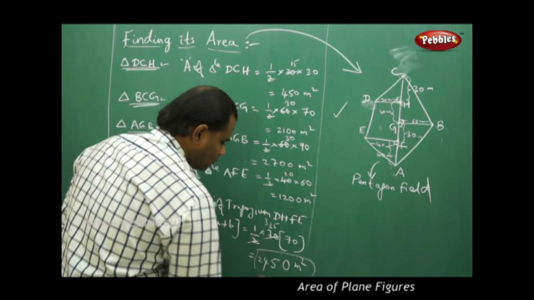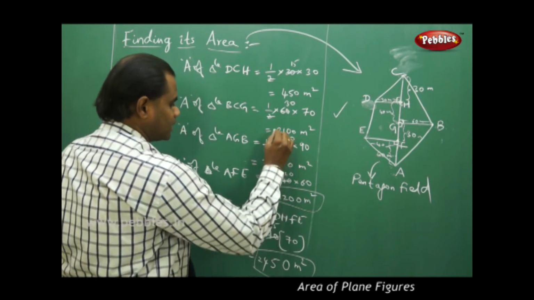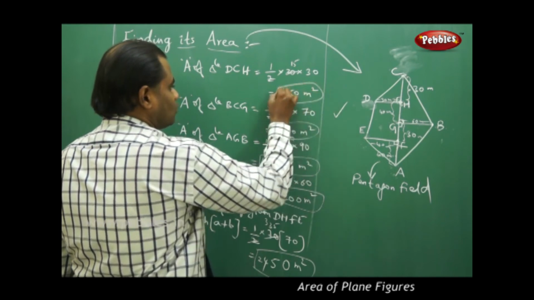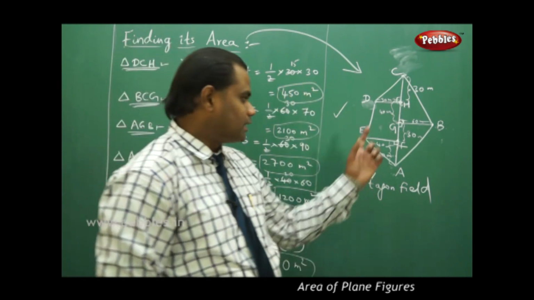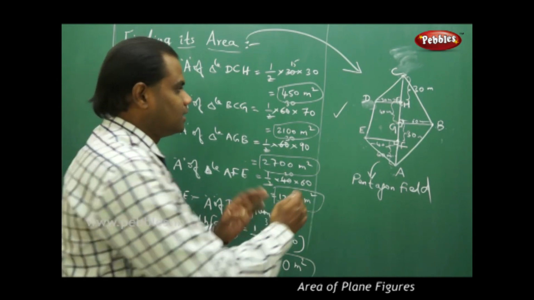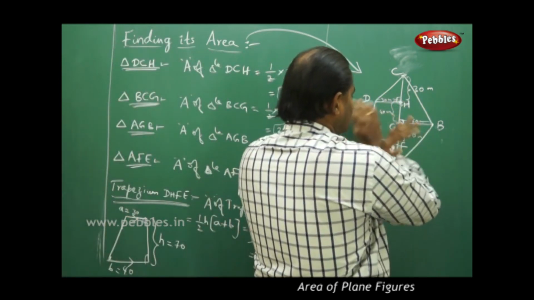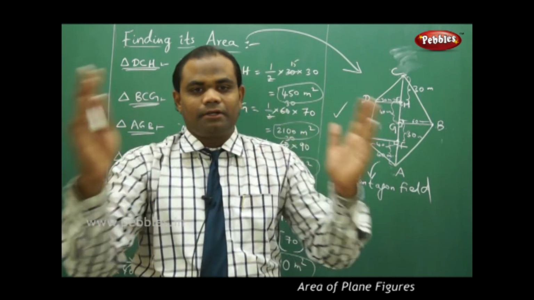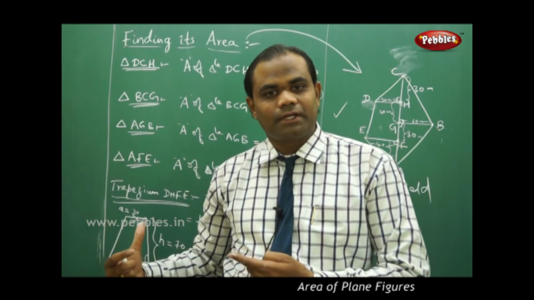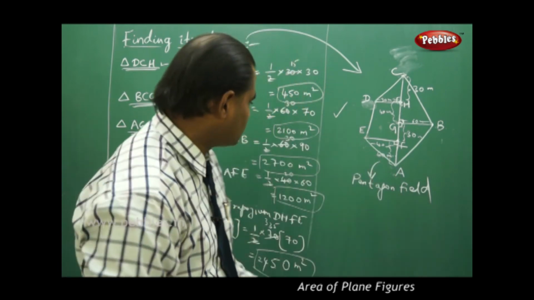Then the areas of the four triangles are obtained to be this. Now when I want to find the area of the entire field, I'm going to add each of them, so that I get the area of each block, which when combined gives me the area of the entire field, which is required for the given dimensions of the example problem. So let's add all these.